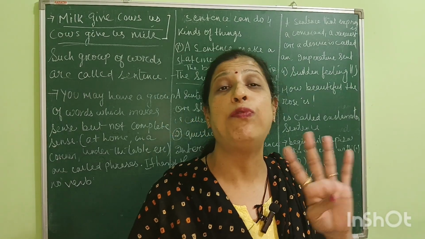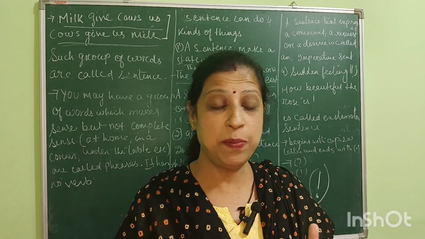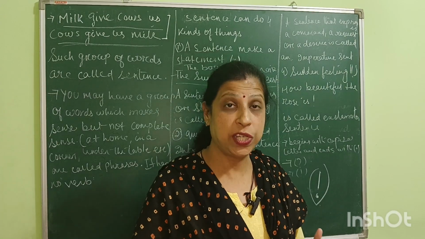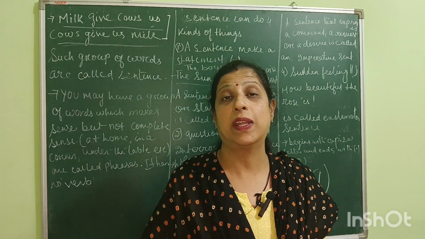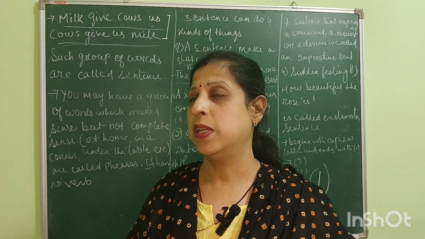So we have four kinds of sentences. A sentence can do four kinds of things. Number one, it can give a statement or declare something. Number two, it can ask questions. Number three, it can order or request. And number four, it can express certain feelings or emotions, strong emotions.